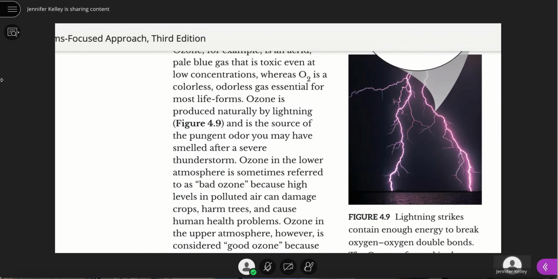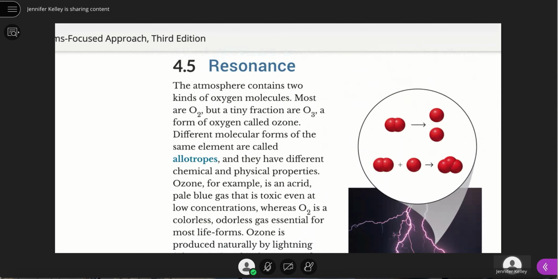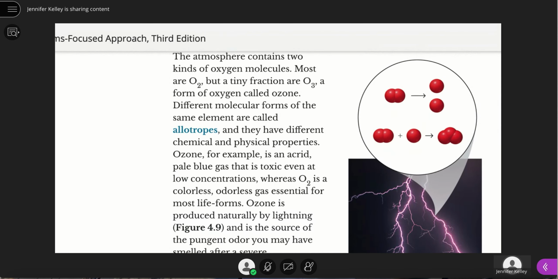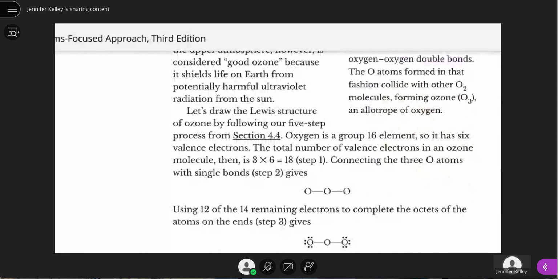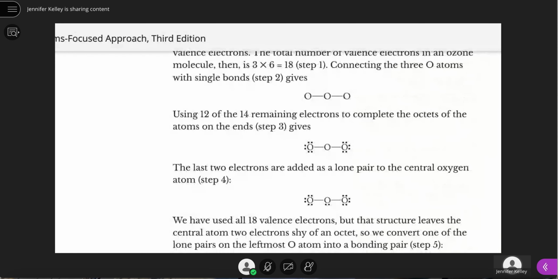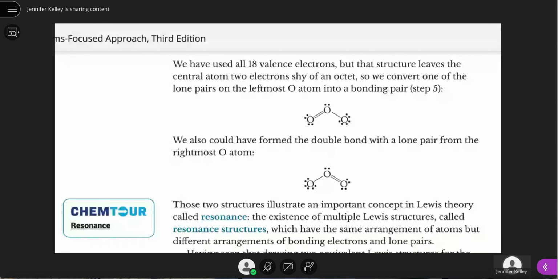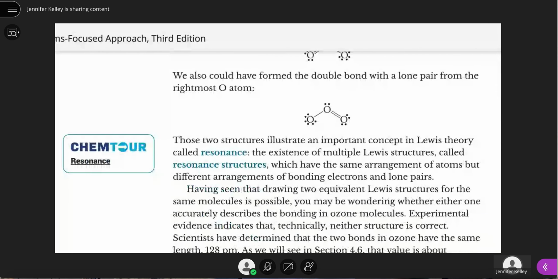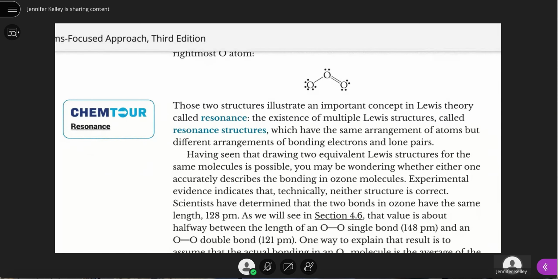That's why I asked about ozone. If I asked about ozone, gosh, I can't even remember. But anyway, that would be why I would choose that. And then looking through this, it's just giving you the structure for ozone. So I might have asked which one of these, resonance or something like that.